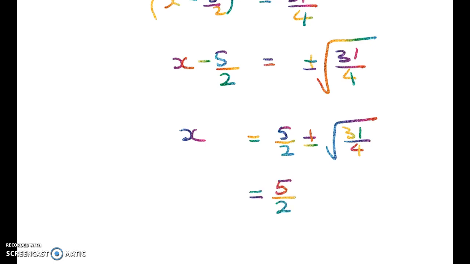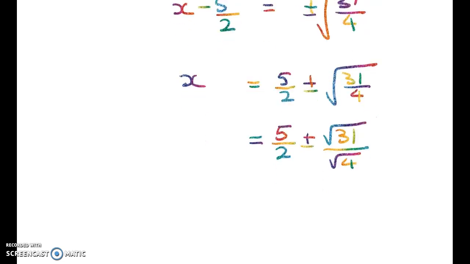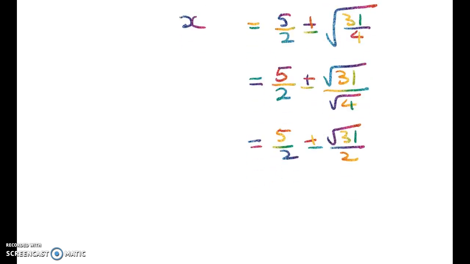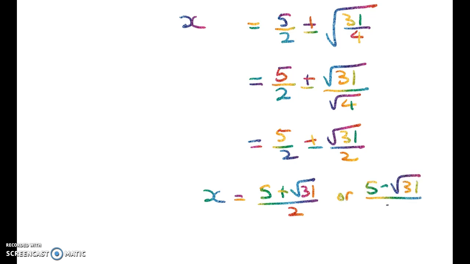So we can think of that as plus or minus the square root of 31 over the square root of 4, which is the same as 5 over 2 plus or minus root 31 over 2. So x is equal to 5 plus root 31 over 2, or 5 minus root 31 over 2. If I change that to a decimal, I get 5.28, or negative 0.28, going to 2dp.